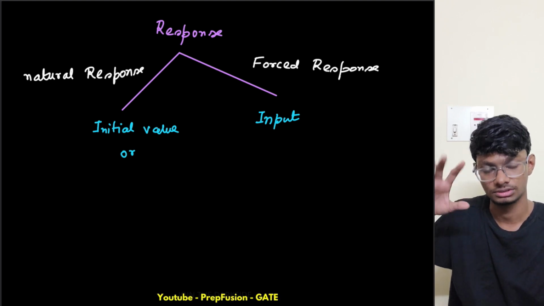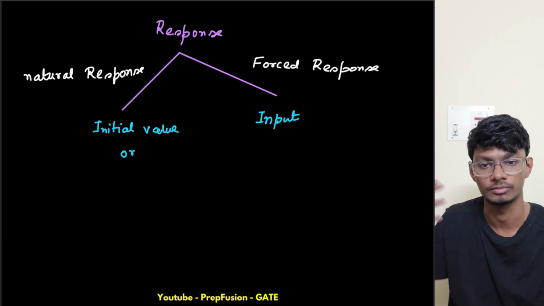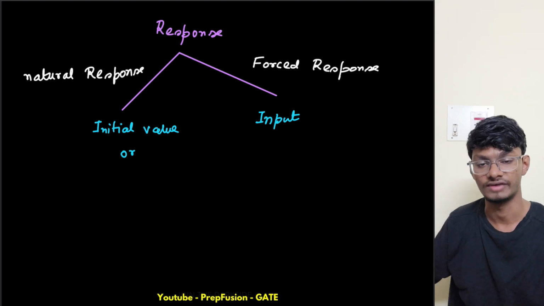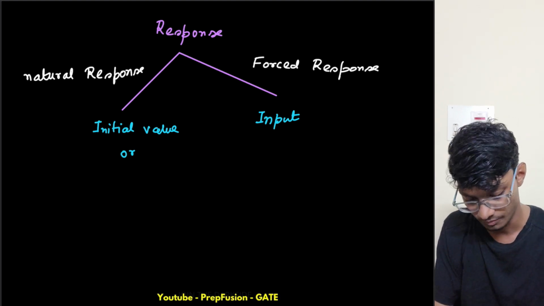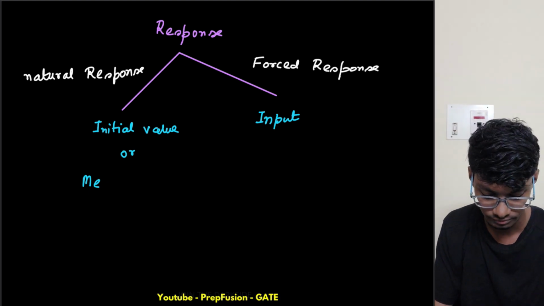Why? Because the circuit has some memory, right? It has some initial value, some stored memory. That's why we call it memory, because it has some value from the past, right? From the past. So, or we can say memory.